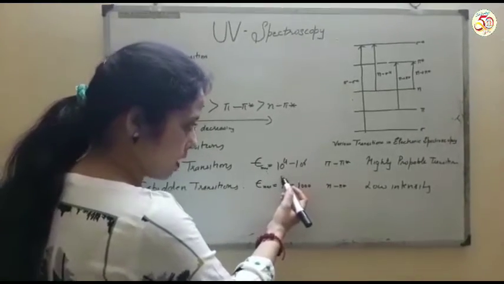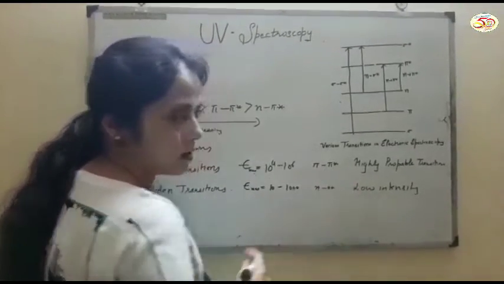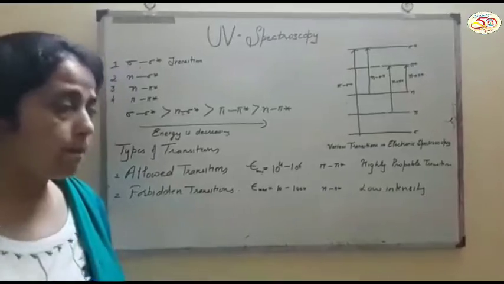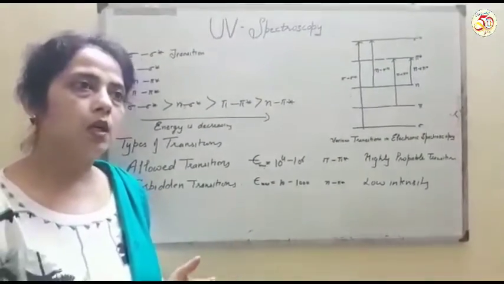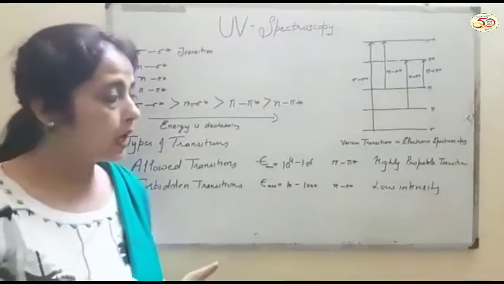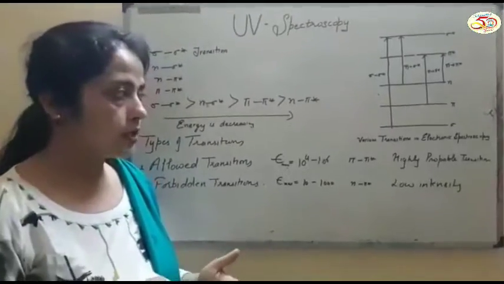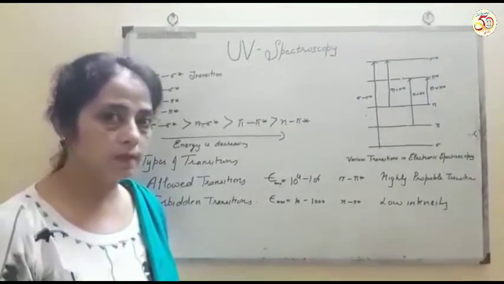In this category falls pi to pi star transition. Now, why is pi to pi star transition an allowed transition? Because the bonding orbital pi and anti-bonding orbital pi star are oriented parallel to each other. So, electronic transition is easy.